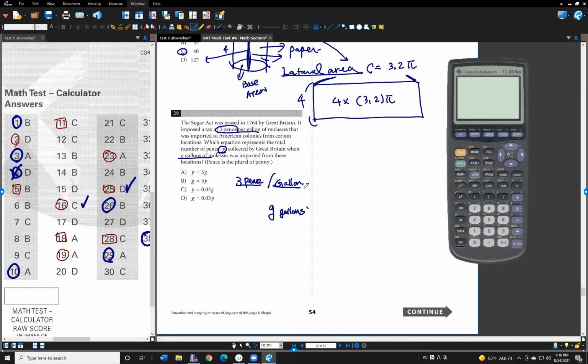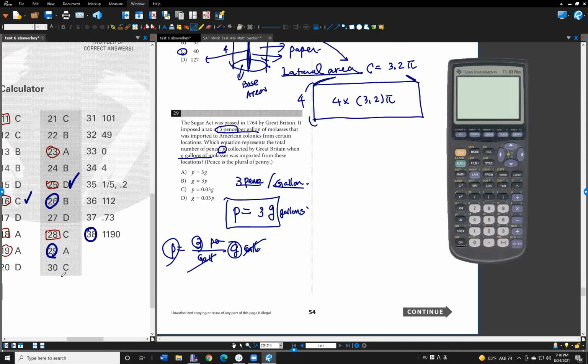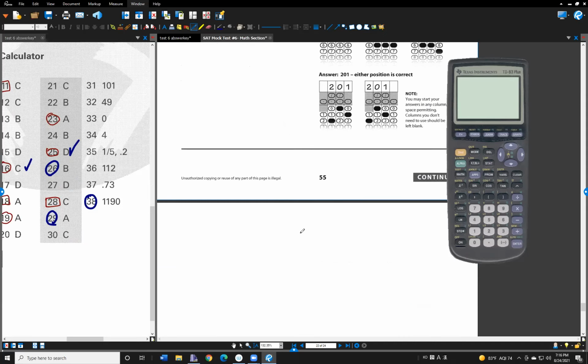1 gallon is 3 pence, 2 gallons is 2 times 3, 3 gallons is 3 times 3, G gallons is 3 times G. That is the pence. P equals what? 3G. Okay. The gallon unit is out, 3 times G pence, okay? That is number 29. Number 38.